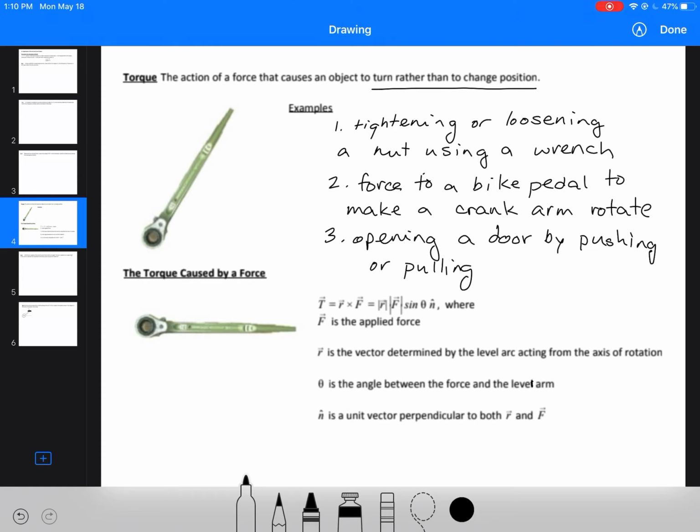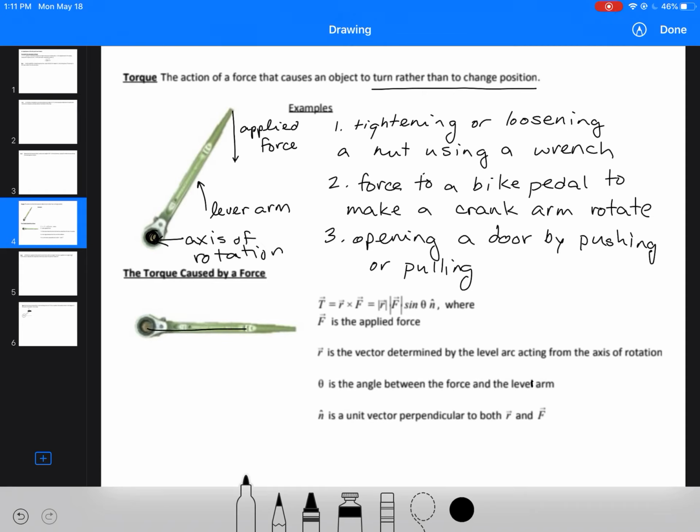There are lots. Some terms that you need to be aware of is that there's an applied force here at the end of the wrench. There is a lever arm, which makes it easier to tighten or loosen the bolt in the example that we're looking at here. And then right here, we have our axis of rotation.